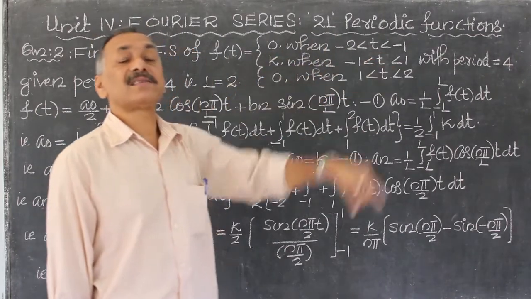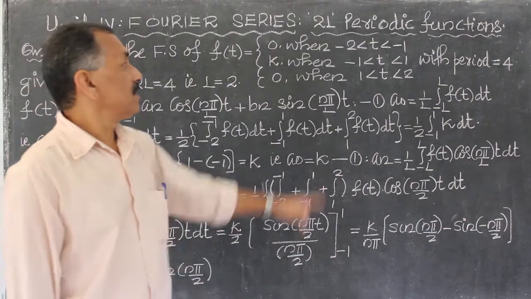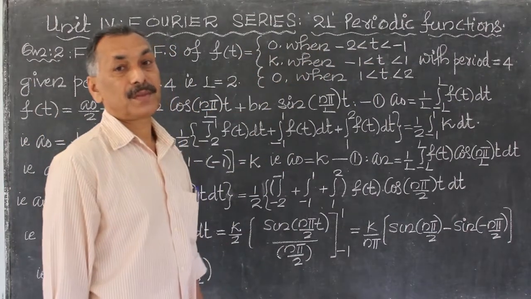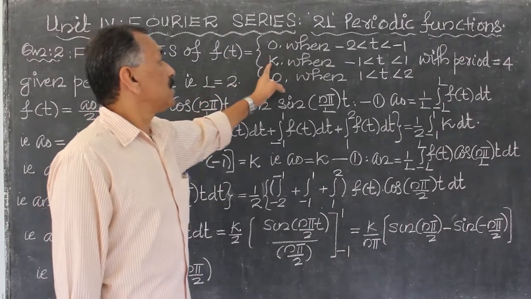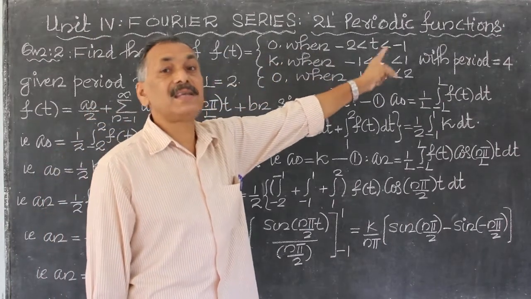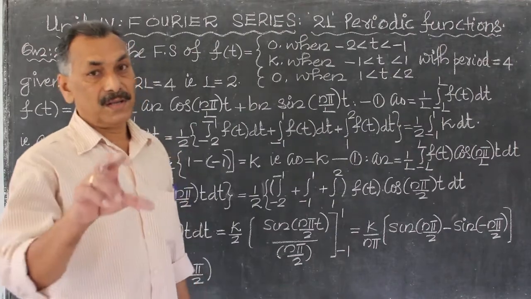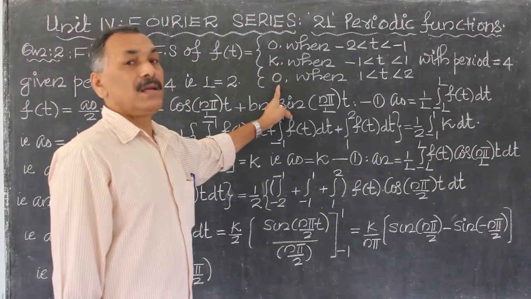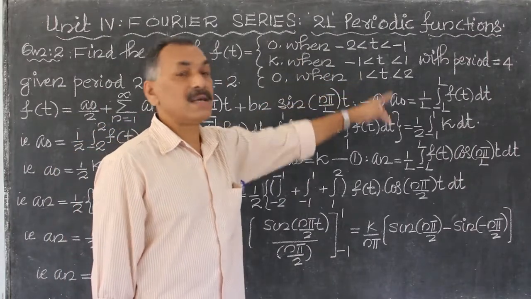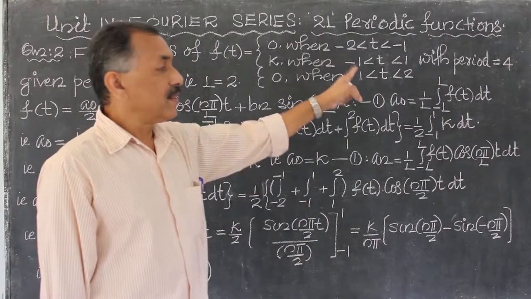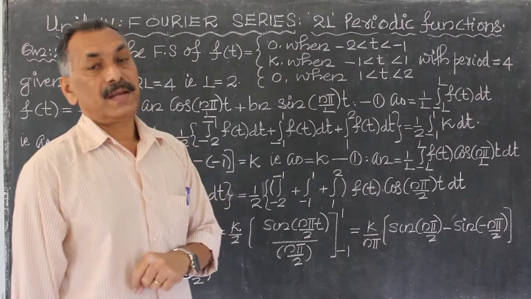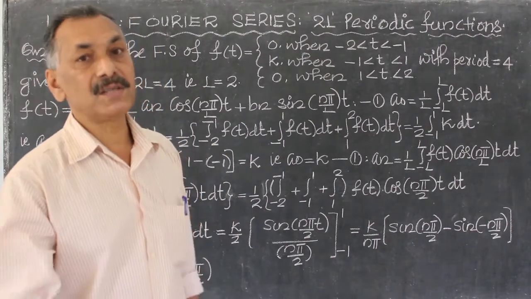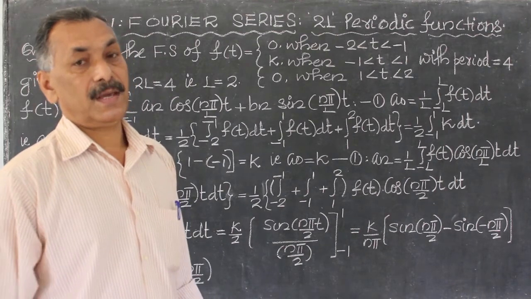f of t is equal to 0 when minus 2 less than t less than minus 1. That means in this interval minus 2 to minus 1, f of t is equal to 0. And f of t is equal to k when minus 1 less than t less than 1. Between the limits minus 1 to 1, f of t is equal to k. It is 0 when 1 less than t less than 2, with the period 4. That is f of t plus 4 is equal to f of t. Period 4 is given.